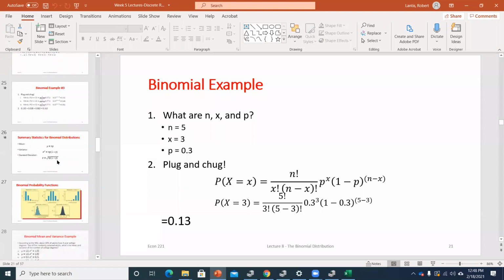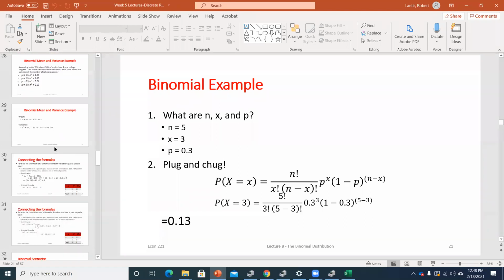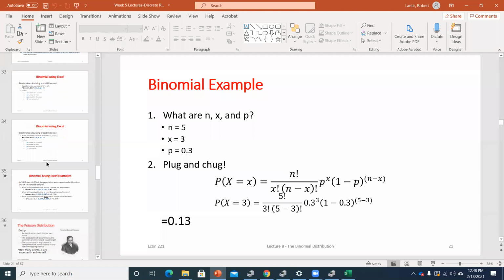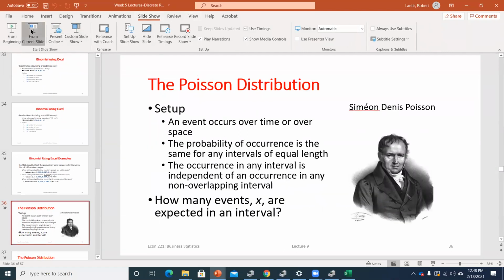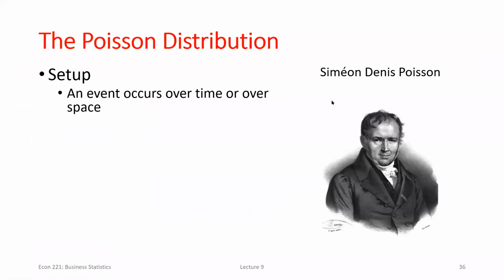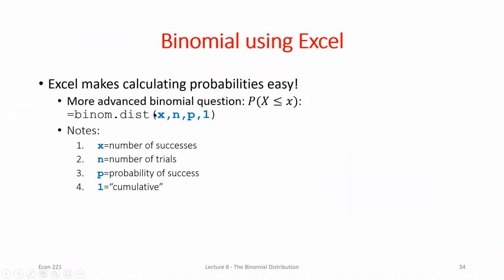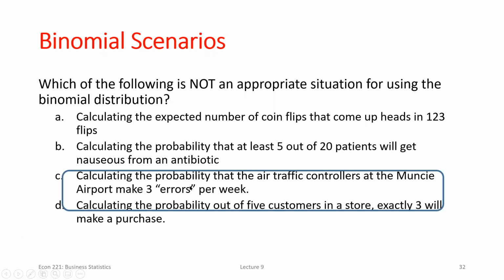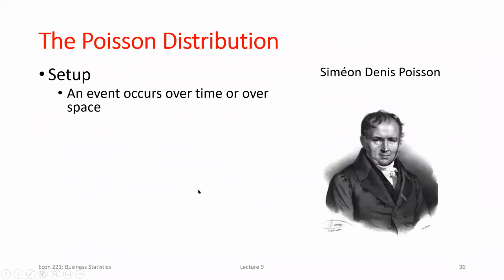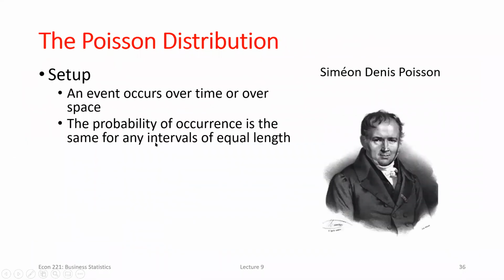So the next distribution we'll talk about, here we go, is the Poisson distribution. Okay. So I think last class, right before we talked about Excel, we went over these different scenarios, which of these was not appropriate. And the one that we selected was this one where we're looking at the Muncie Airport. The reason why was because it was over a period of time. So I said we might have another distribution that is better with dealing with that.